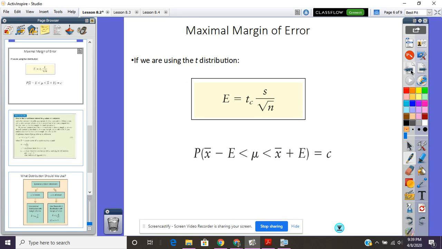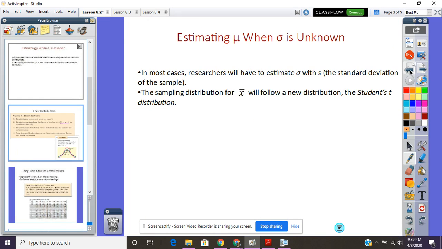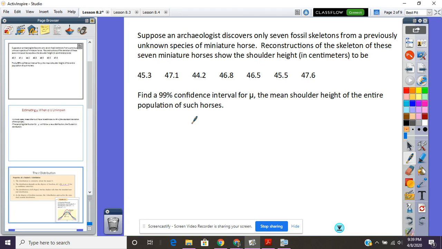So let's jump back here to this problem. All right, let's find a 99% confidence interval for the mean. Well, the first thing we need to do is figure out what the sample mean and sample standard deviation are. And I'm going to show you how to do that with the TI-84 calculator.